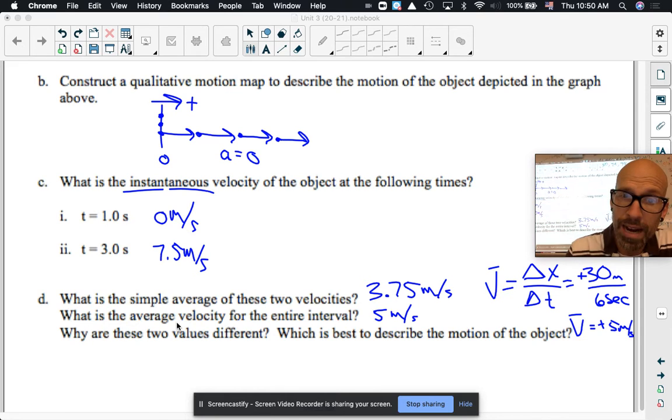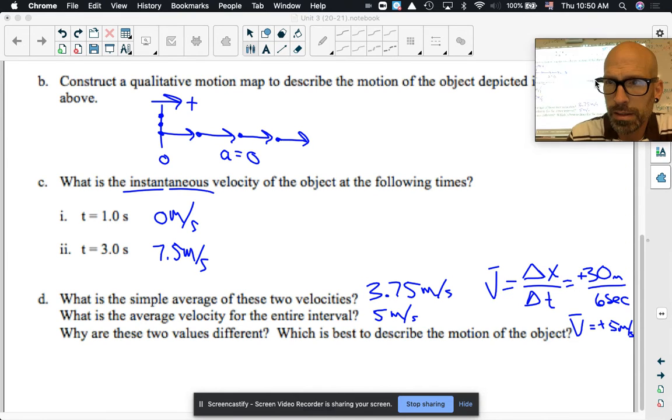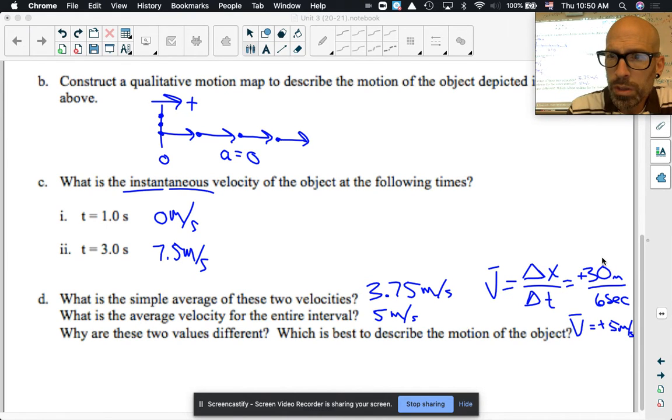Then it says, what is the average velocity for the entire interval? Well, the total displacement is 30 meters. Total displacement is 30 meters. Total time that this happened over was 6 seconds. I know 2 seconds it wasn't moving, but that's still the entire interval. So 30 meters over a 6-second time interval, that is a 5 meter per second average velocity, 5 meters per second. Those aren't the same answers.